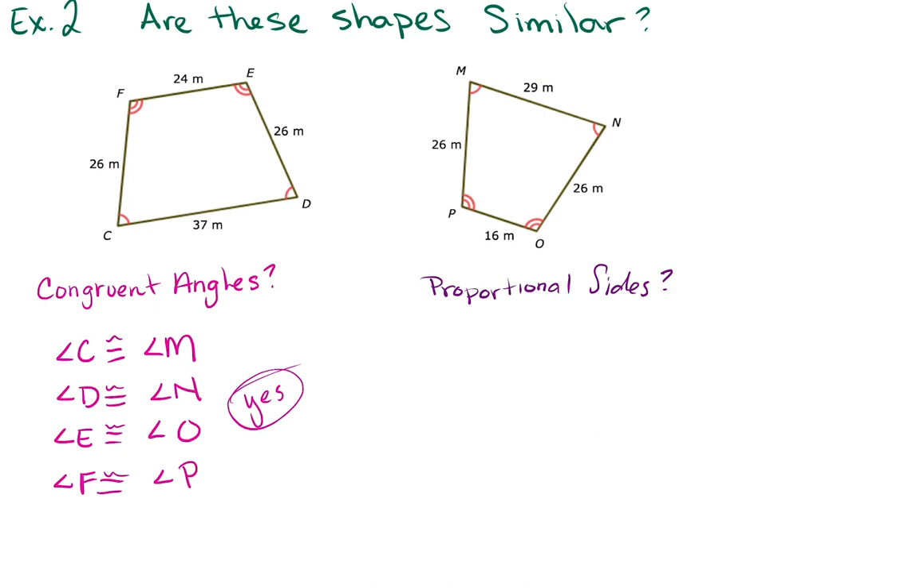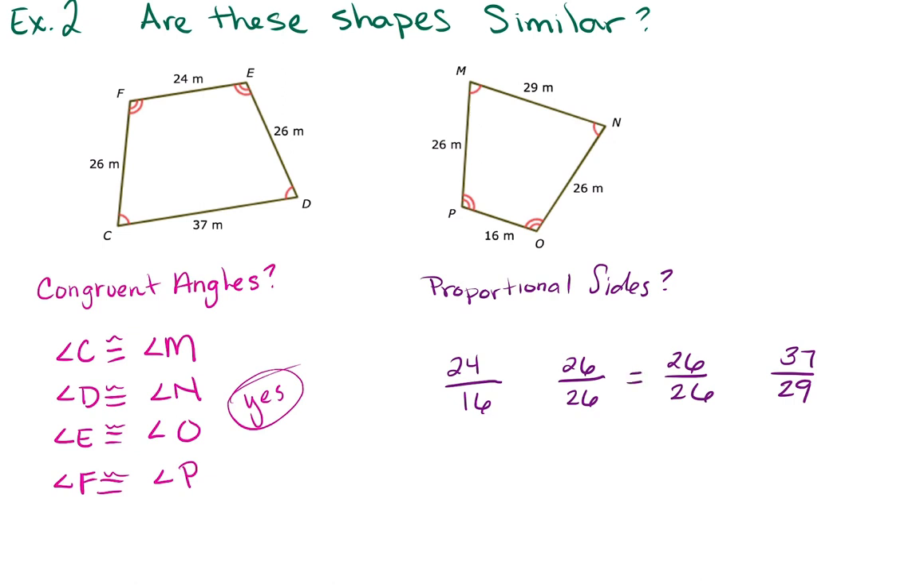Again, we're dealing with a four-sided figure here, so we're going to deal with four fractions. I'm going to go ahead and use the values on the left side for the tops and the right side for the bottom. And then we're going to go smallest to largest. So I see a 24, two 26s, and a 37. And then in the other figure, I get 16, two 26s, and a 29.